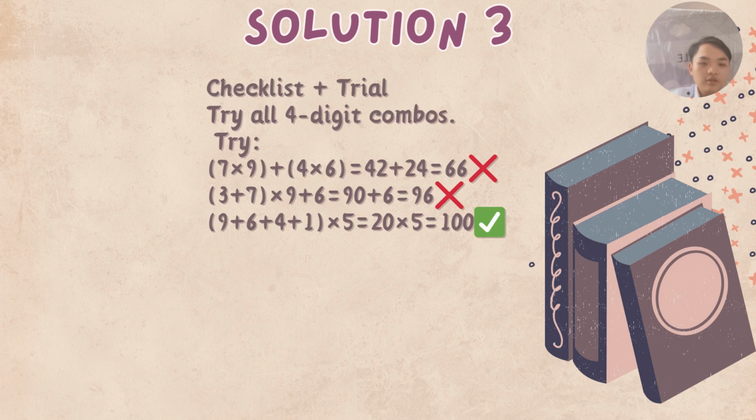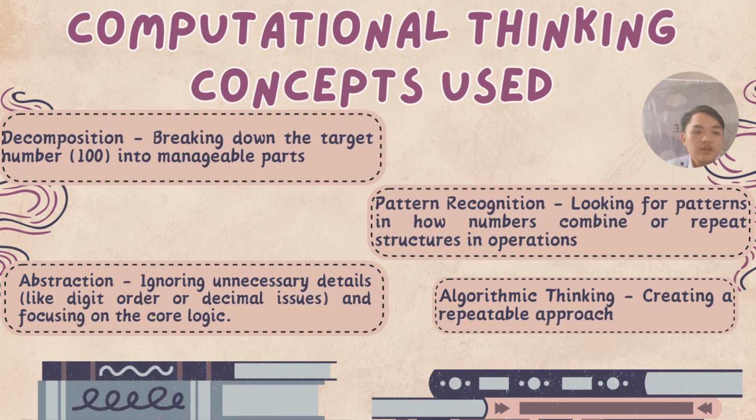For the third try, we try 9 plus 6 plus 4 plus 1 times 5. After we add all the numbers in the bracket, we get 20 times 5, and after we multiply, the answer is 100, which is the result we need. In this advanced level heuristic question, there are also 4 computational thinking concepts used, which are decomposition, pattern recognition, abstraction, and algorithmic thinking.